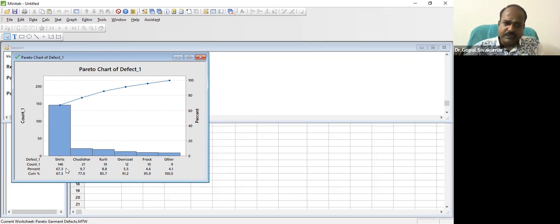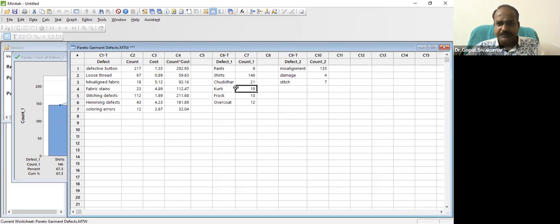Now within the shirt section, out of 146, if I go to the Excel sheet, out of 146, 135 rejections are due to button misalignment. 4 are due to button damages. 7 are due to stitching. How do I get all these details? Can one of you answer this? How do I get all these things?